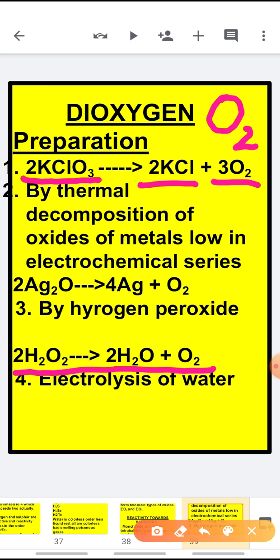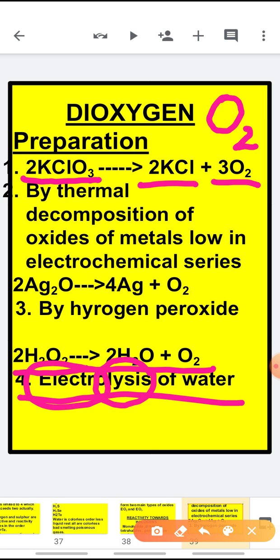The next important method, the fourth method, is by the electrolysis of water. As you all know, the meaning of the word lysis is breaking. Electro means in presence of electricity. That means in presence of electricity, water breaks down and leads to the release of hydrogen at the cathode and oxygen at the anode. So, we can use any of the methods for the preparation of dioxygen.